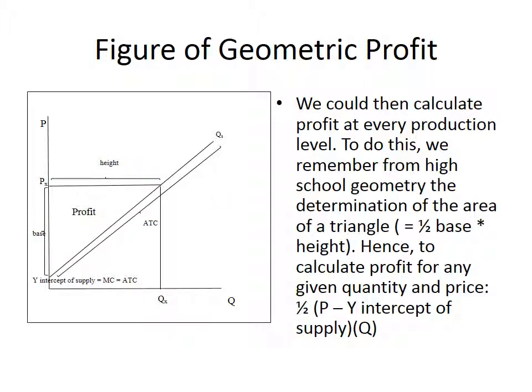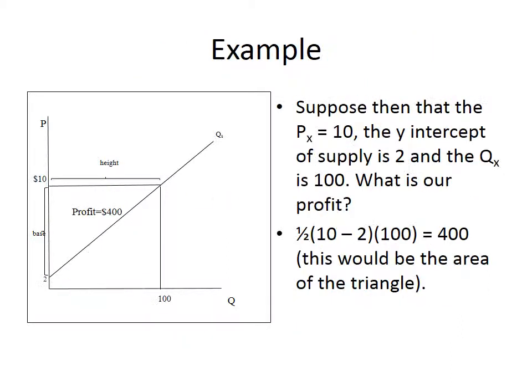Now let's look at a numerical example of this. Let's say, for example, that our price is $10. Let's say that our intercept is $2. Now, again, I want to reinforce this. What does this number actually mean? This is the minimum point of average total cost.